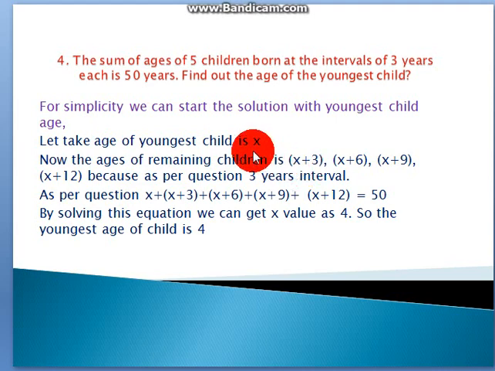As per the question, the sum of their ages is 50 years. So x plus (x plus 3) plus (x plus 6) plus (x plus 9) plus (x plus 12) equal to 50. By solving this equation, we get the x value as 4. So the youngest child's age is x, because here we took x as the youngest child's age, that is 4.